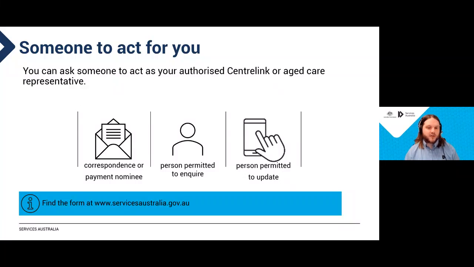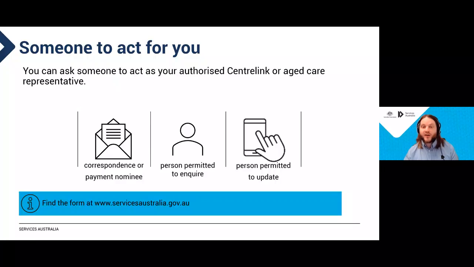Now, if you do put into place one of these nominee or person permitted to inquire or update arrangements voluntarily, you can continue to make contact with us. Having somebody there to help you doesn't prevent you from being able to do your business on your own. It just means that you've got a hand if you need it. It is important to note that if you stop needing somebody else's help, you need to tell us so we can cancel the arrangement. Otherwise, we won't know and that arrangement will just stay in place.